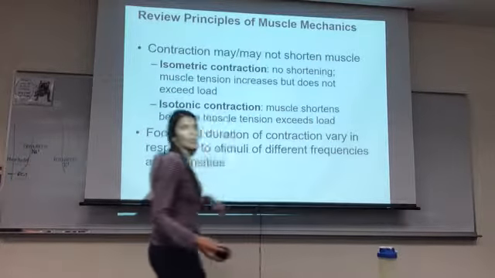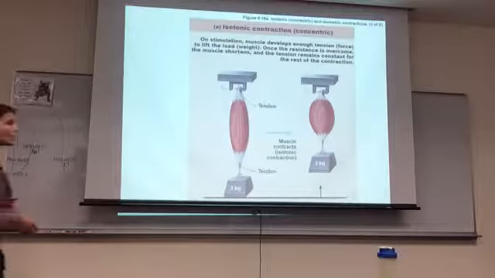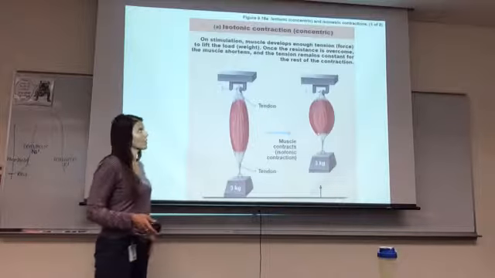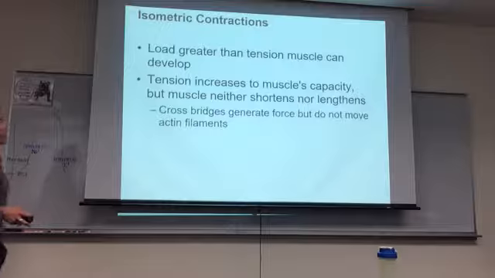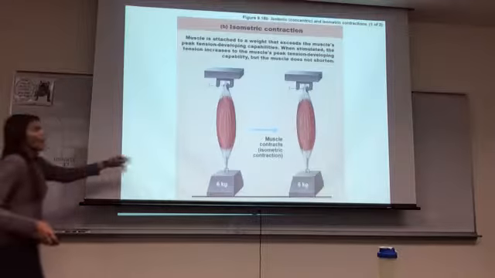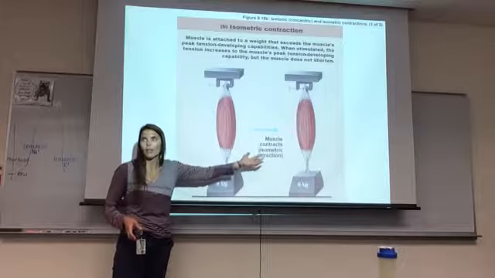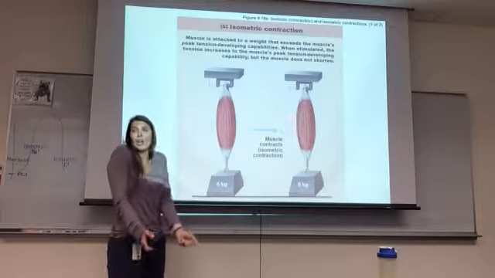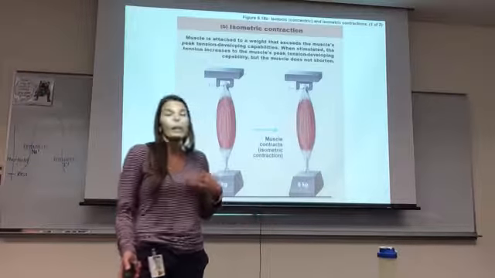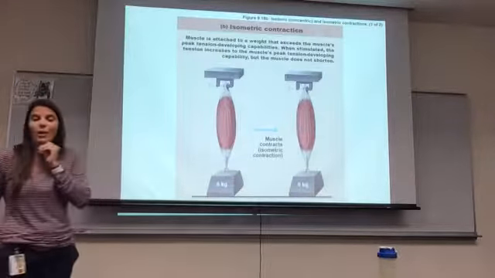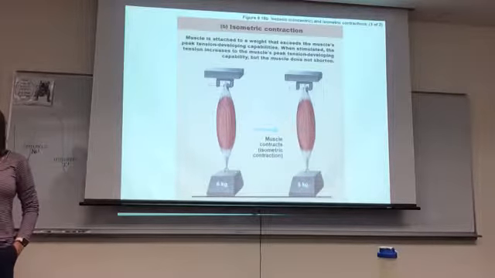Okay? And you're going to see those 2 terms here in diagrams. So this is isotonic. This is something that I can lift, so my muscle shortens. An isotonic contraction. Isometric contractions. I pick it up and I'm contracting, but it's too heavy for me. So even though I'm trying, my muscle doesn't shorten. I don't move. Okay, so I'm still exerting the force. It's just not enough. Questions on the difference between isometric and isotonic?